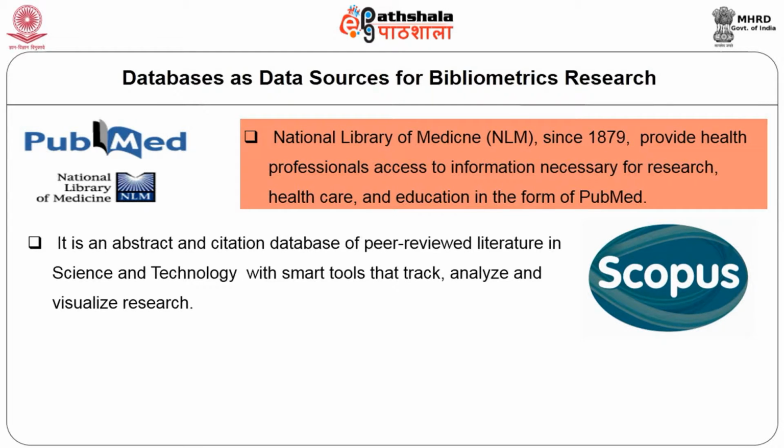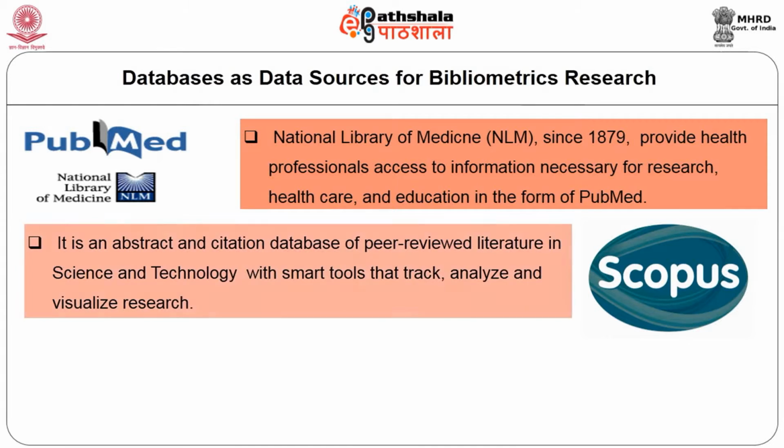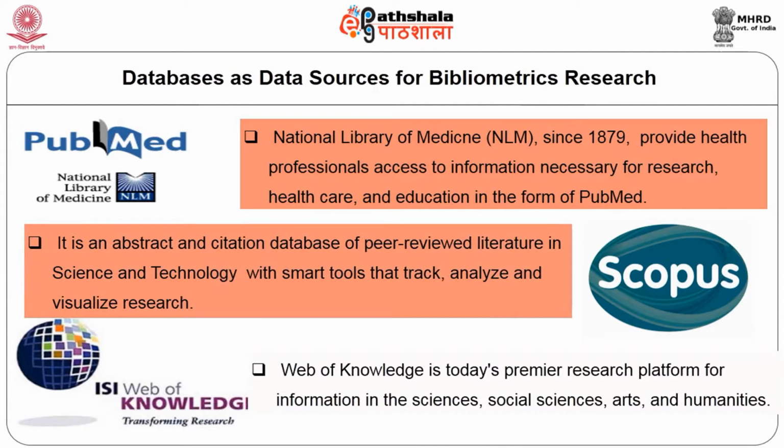Scopus is one of the citation databases of peer-reviewed literature with smart tools that track, analyze and visualize research. It is a competitor for Web of Knowledge, Web of Science, published by Thomson Reuters. Web of Knowledge or Web of Science, formerly published by ISI, is a product of Thomson Reuters. It is today's premier research platform for information in the sciences, social sciences, arts and humanities. It is a suite of databases containing about 25 different databases.